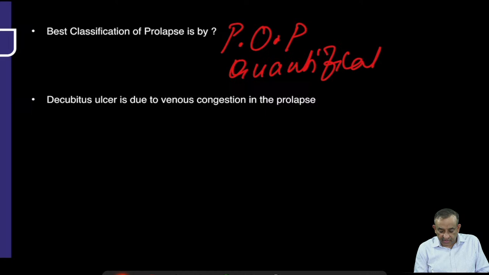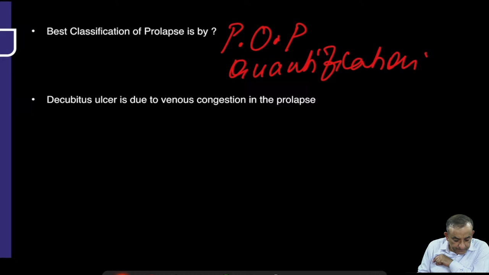3 months, all right, yes, most of you got it correct. Did I miss some question? We have done this best investigation. Yeah, I think I answered that one. So best classification of prolapse is the POP-Q classification.